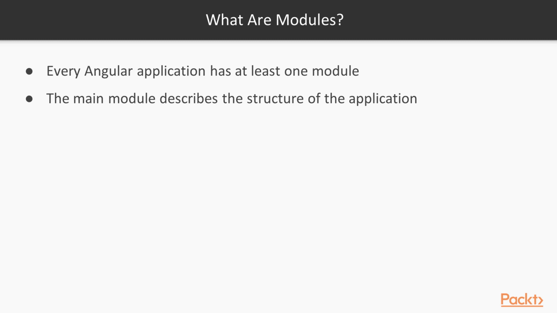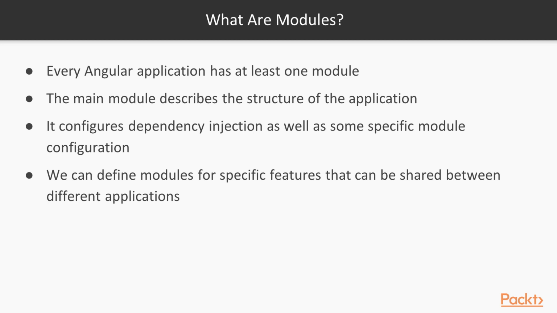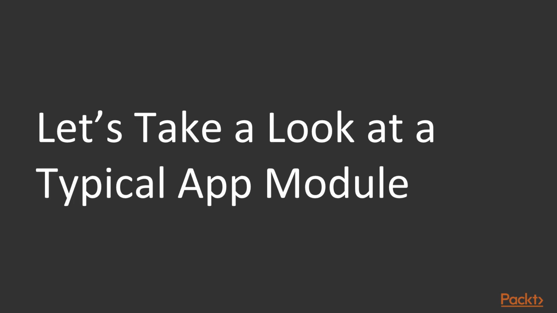More specifically, it's where we define how dependency injection will work, and that's also where the specific module configuration will happen. So if we use external modules like a component router or anything that requires some specific config, this is where it will happen. Now the main use case for modules is to use them for specific features. So if you have a complex application with different pieces of code like a dashboard, a login, an admin section, then the idea is you can define specific modules for each of those features that can be shared between different applications.